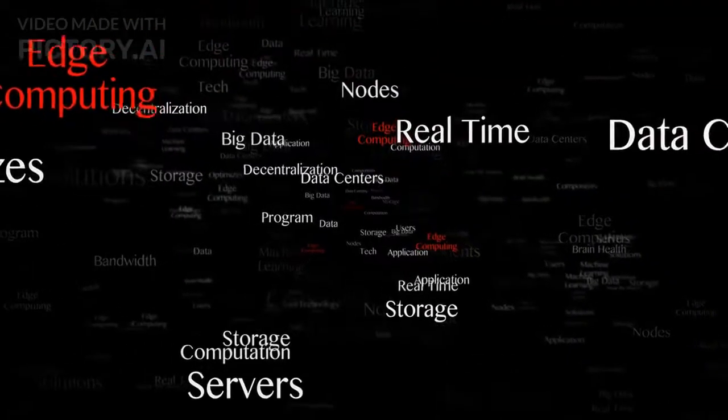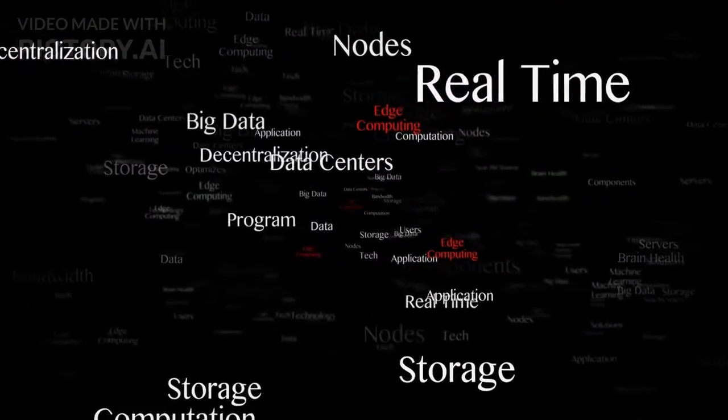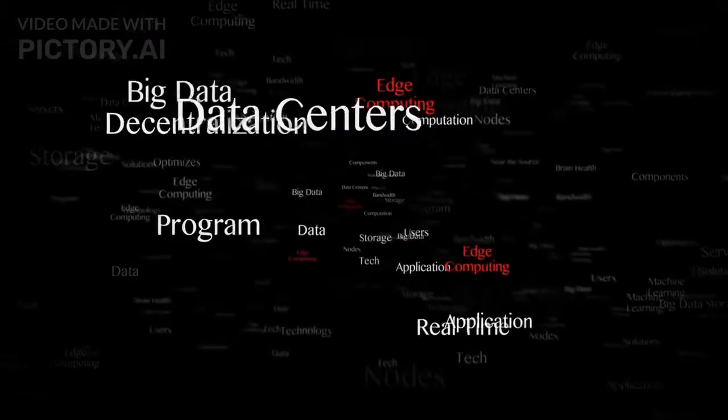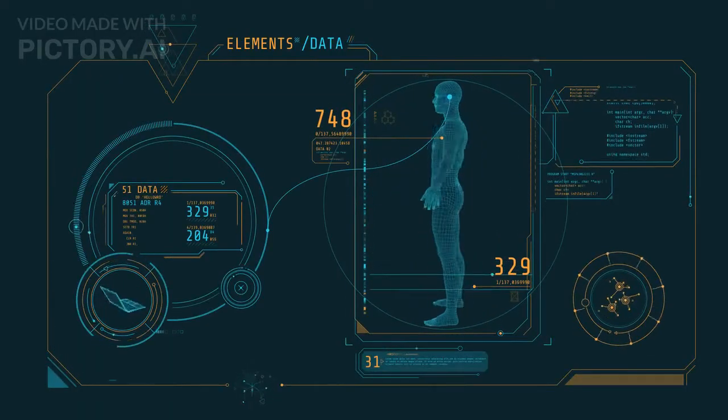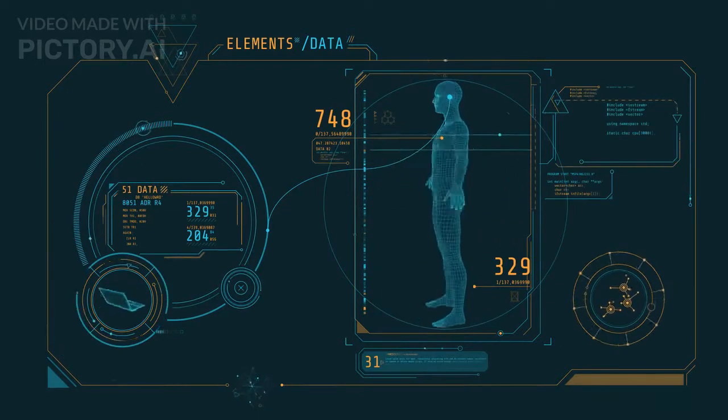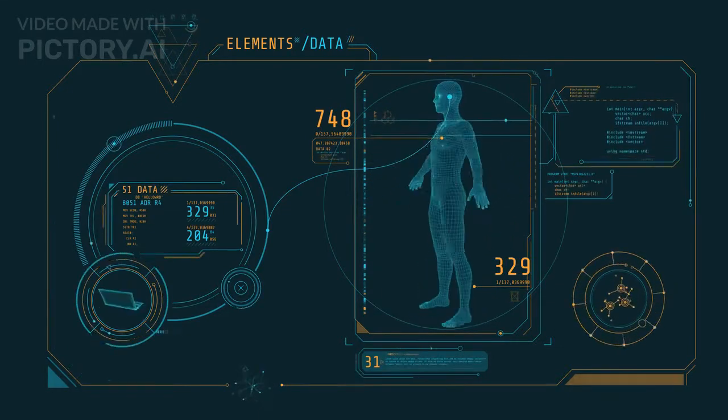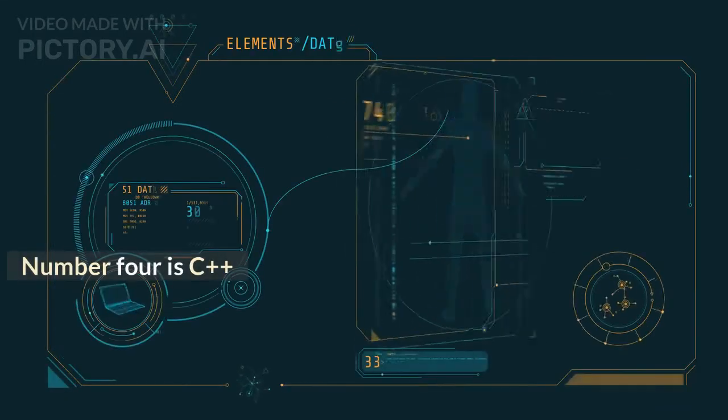R is not as flexible and versatile as Python, and building a standalone app with R sounds like a joke. But when it comes to data exploration, prototyping, and exploring what-if scenarios on a large dataset, this language shines brighter than 1,000 suns. Number 4 is C++.